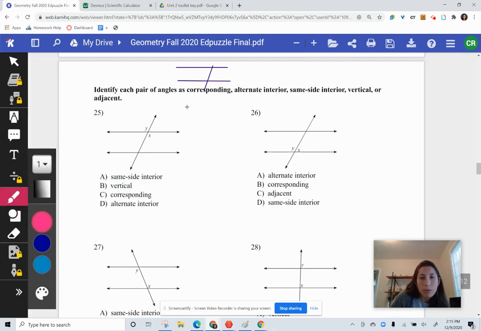So an example of that would be like this angle here and this angle here. Those angles are corresponding to each other. Same relative position. They're both on the left side of the transversal and they're both on the bottom of those parallel lines. Okay. Our next one, alternate interior.